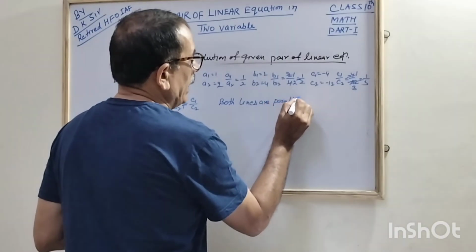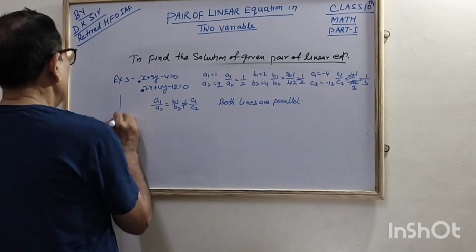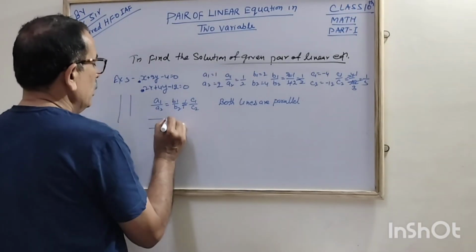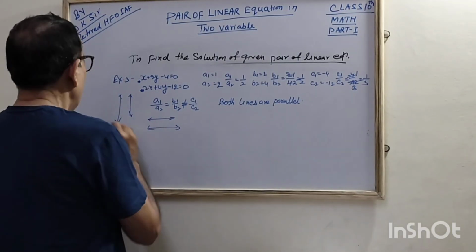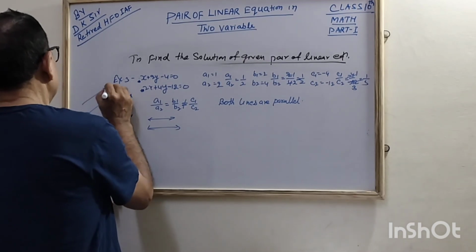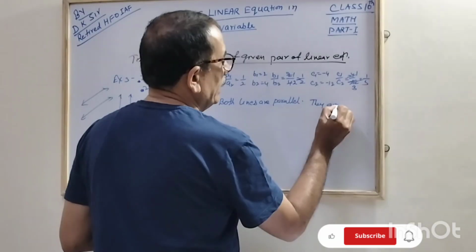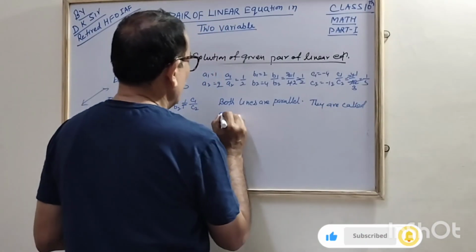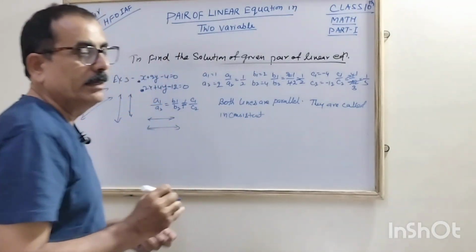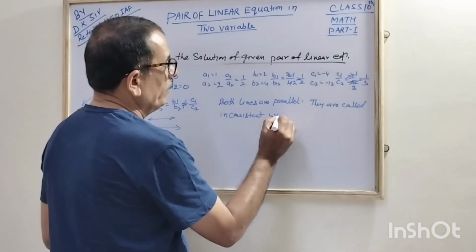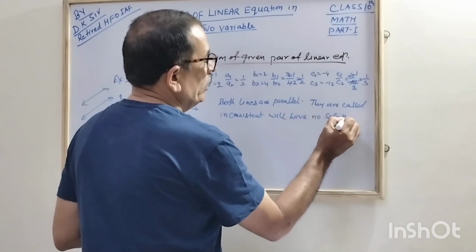If the lines are parallel, then there is no intersection, not touching each other. It will be somewhere like this or like this, correct? So both the lines are parallel, either horizontal or vertical, or the line can be inclined, anything. So both the lines are parallel, so they are called inconsistent, will have no solution, correct? No solution. So you understood?